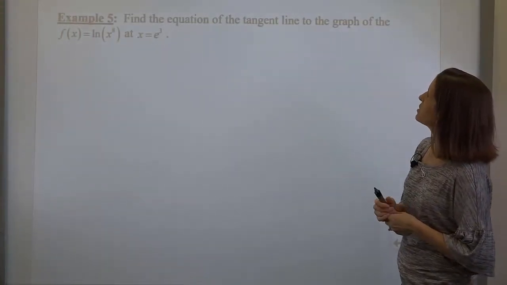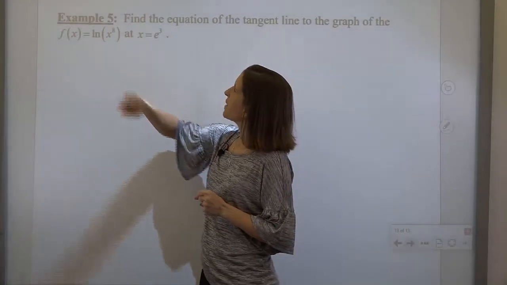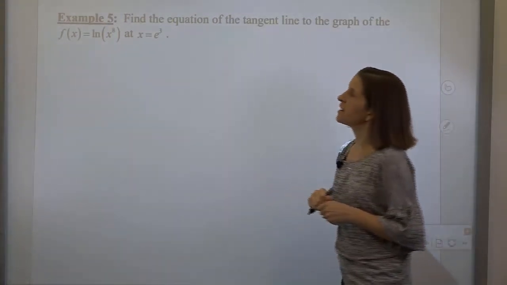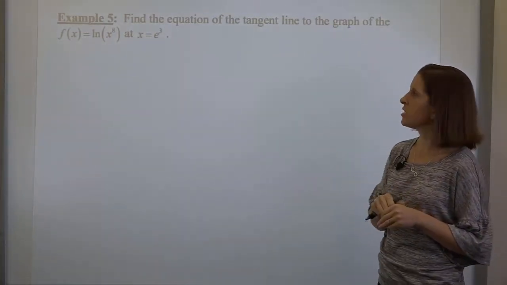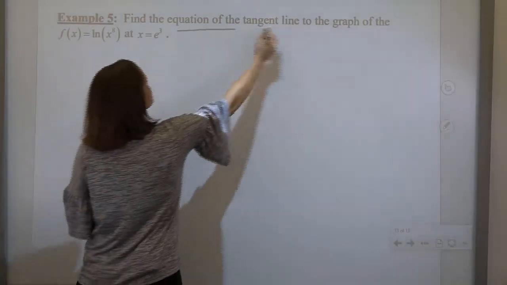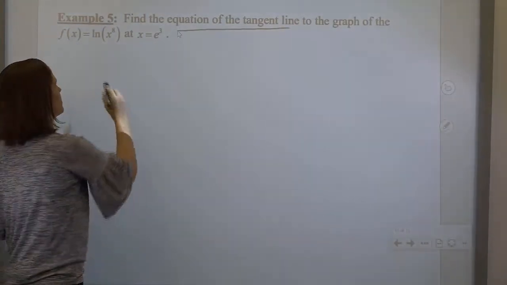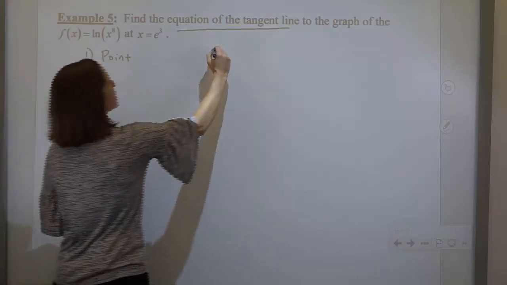So it says find the equation of the tangent line to the graph of this function. Now we're going to have to be careful when we get into this because we only know ln of x, not ln of x to the 8. So we'll have to use one of those laws of logs. But remember, in general, for an equation of a tangent line, or really the equation of any line, we need a point and a slope.